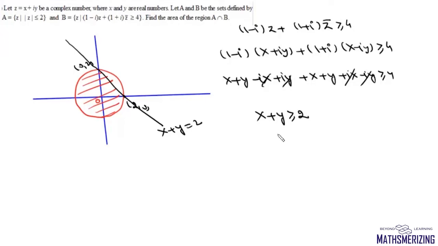Now if you put the origin, we'll get 0 is greater than or equal to 2, which is false. That means it has all the points which lie on the right of this line. Now the area common to both A and B is the area of this segment. So the area of this segment will be 1 by 4 into pi r square minus 1 by 2 into r square. Now r square is 4, so we get pi minus 2. So the area of region A intersection B will be pi minus 2 square unit.